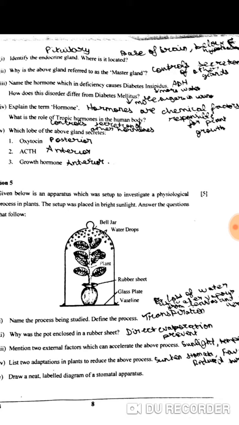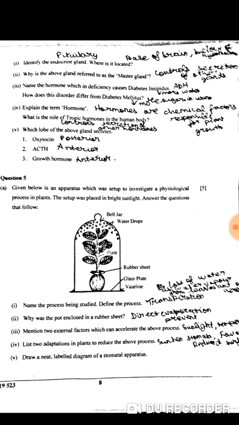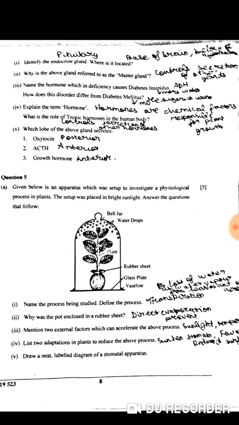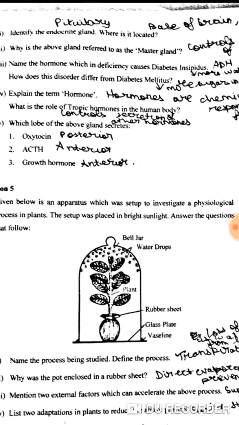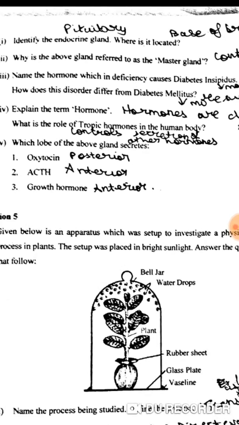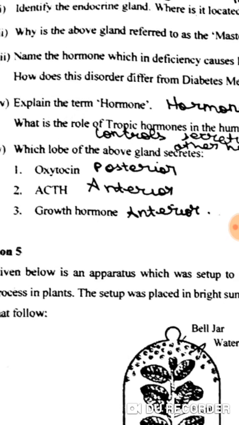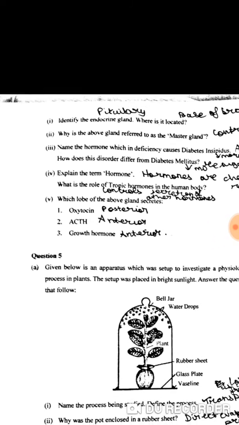Now the fourth one, explain the term hormone. Hormones are chemical factors which are responsible for plant growth. What is the role of tropic hormones in the human body? Tropic hormones control the secretion of other hormones. The fifth one, oxytocin is present in the posterior pituitary. ACTH is present in the anterior pituitary, and the growth hormone is also present in the anterior pituitary.